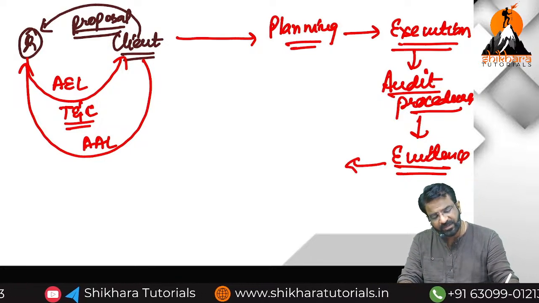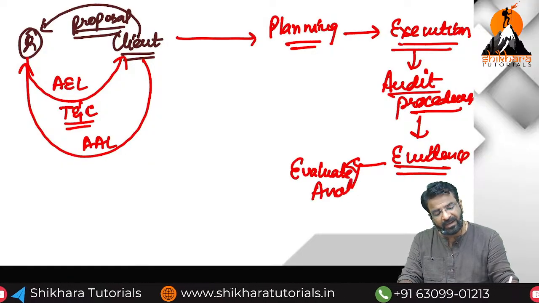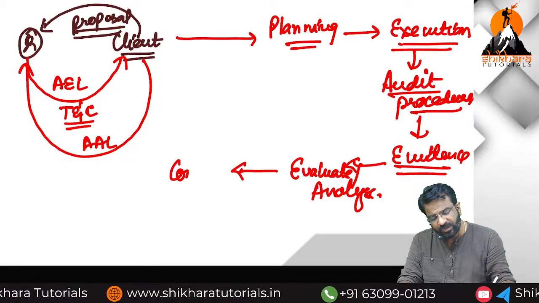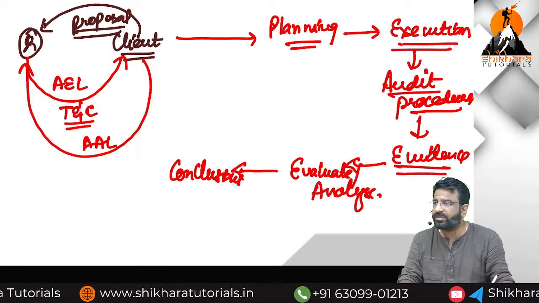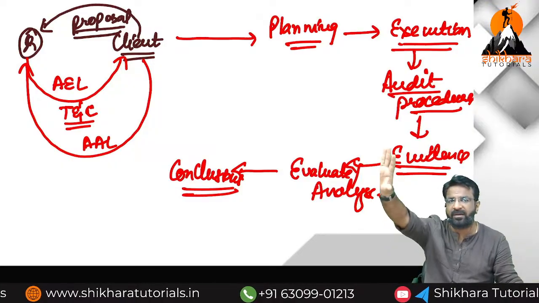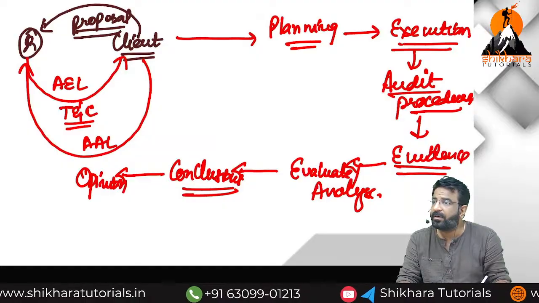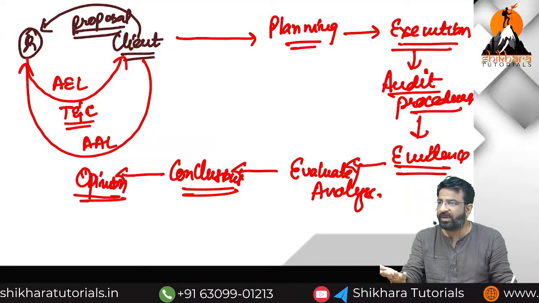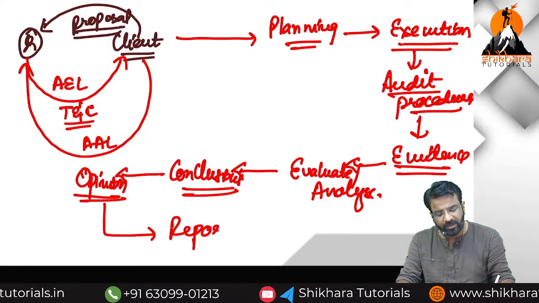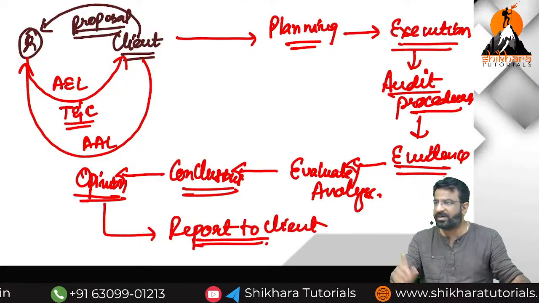Once we collect the evidence, we evaluate. And somebody uses the word, we analyze the evidence. Once I analyze the evidence, I will reach conclusions: that the client is good in this area, bad in this area, good in this area, bad in this area. And finally, I will form one opinion, either positive or negative on the client. And then I will issue a report to the client. This is how our audit starts and ends.